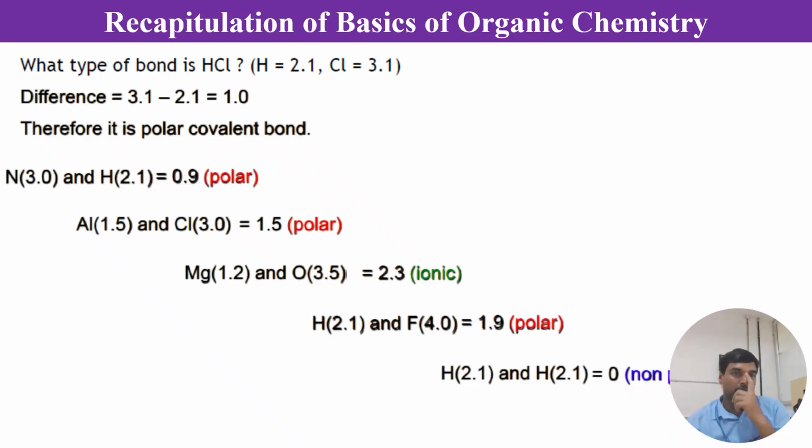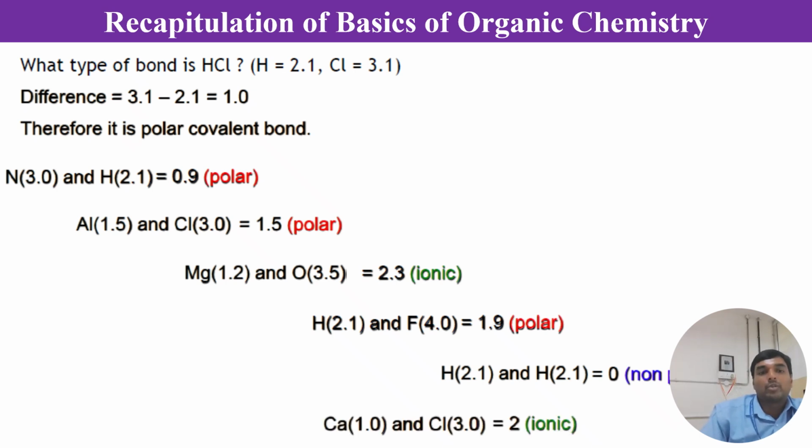For example, in case of ammonia, nitrogen and hydrogen, the difference is 0.9, and that's why ammonia is a covalent bond. Whereas aluminum chloride is 1.5, still it is a polar bond. But magnesium oxide is 2.3, that means an ionic bond. Hydrogen fluoride is close to ionic bond, but still it is a polar bond. But when you consider our hydrogen molecule, it's non-polar. So if you know the electronegativity difference between the two atoms, you can tell whether the bond is polar, ionic, or non-polar.